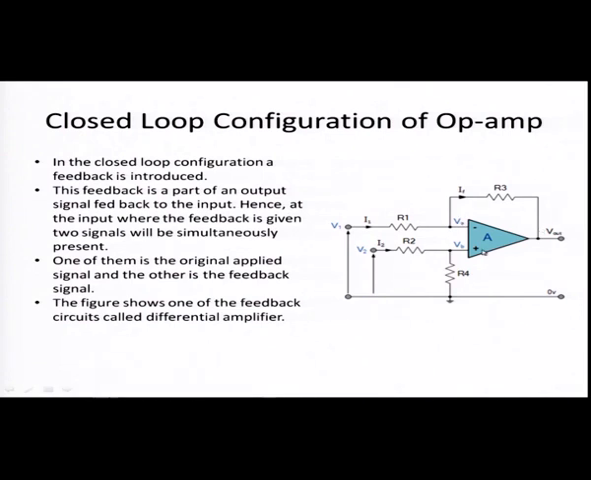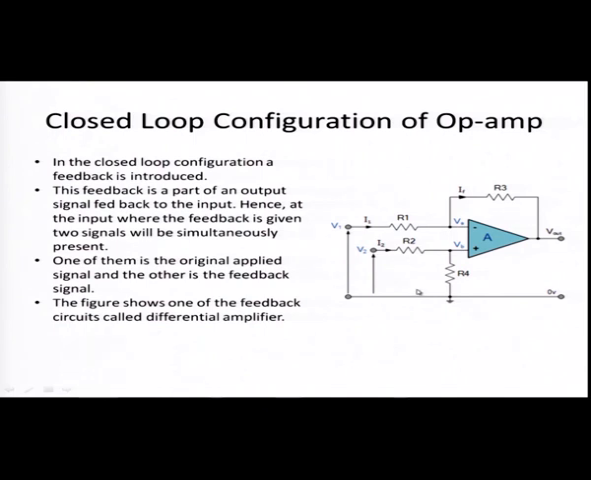In the closed loop configuration, we have to assume that the gain is very high. So, the voltage difference between these two terminals is 0, the gain is infinity, and the resistance at the input side of the op amp is infinity. So, the current drawn by the two terminals, plus and minus, is equal to 0. With these assumptions, we have to find out the output of any closed loop configuration.